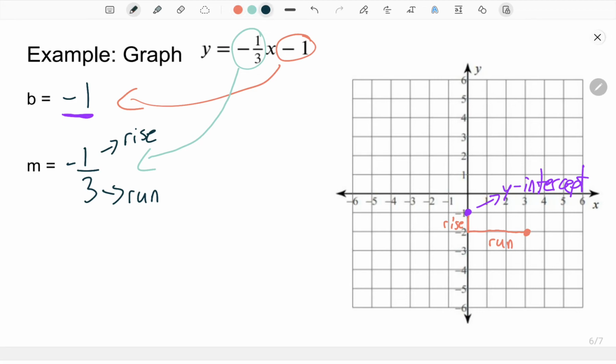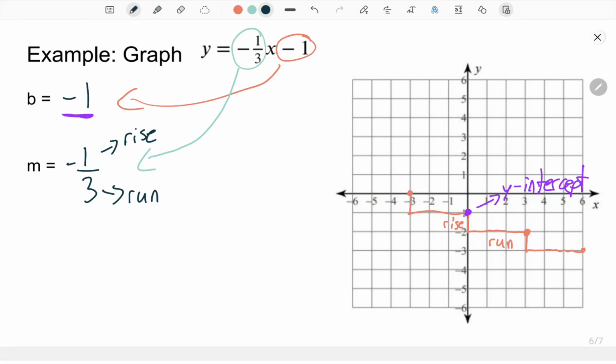Once you have 2 points, theoretically, you could keep doing this pattern of rise over run. So you could go down 1, across 3, find another one. You could even go backwards. So back 3, up 1. And there you can see we're getting lots and lots of points just very efficiently like that.